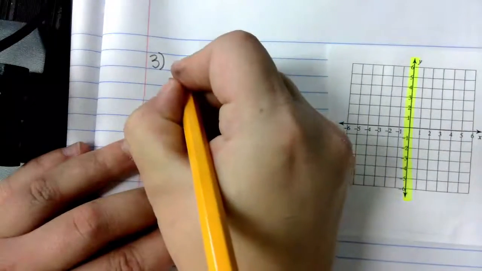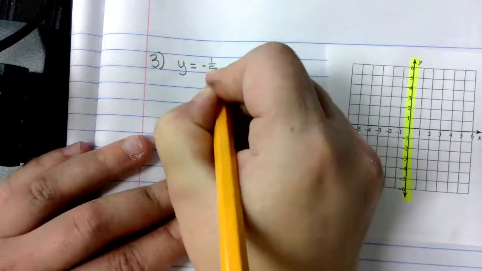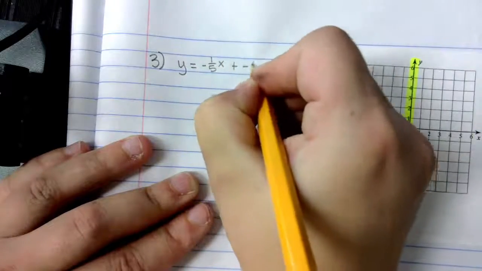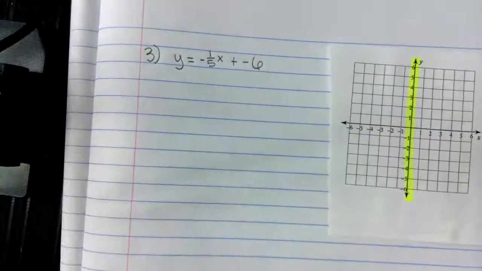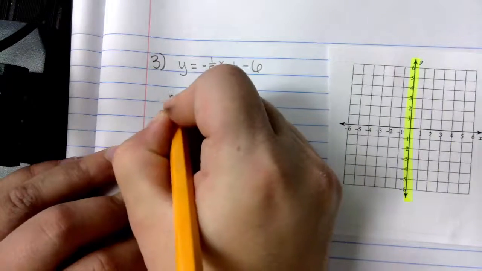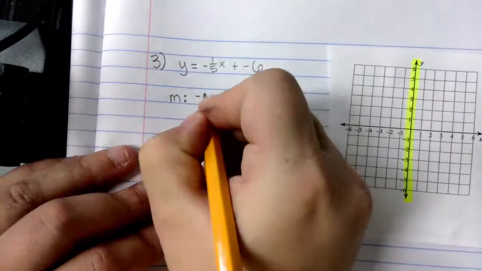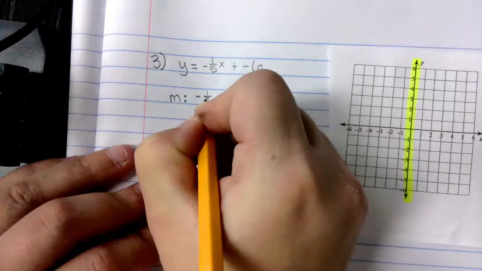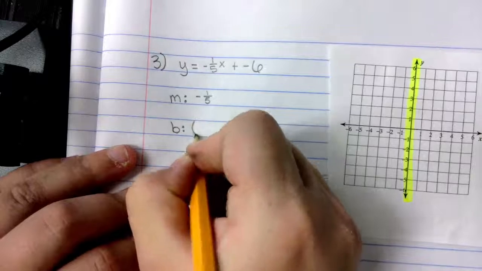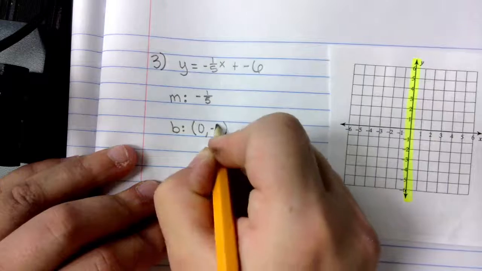Y equals negative 1/5 x plus negative 6. So do we know our m? Good. Negative 1 over 5 or negative 1/5. And what is our b? Good. If I want it as an ordered pair, it would be 0, negative 6.